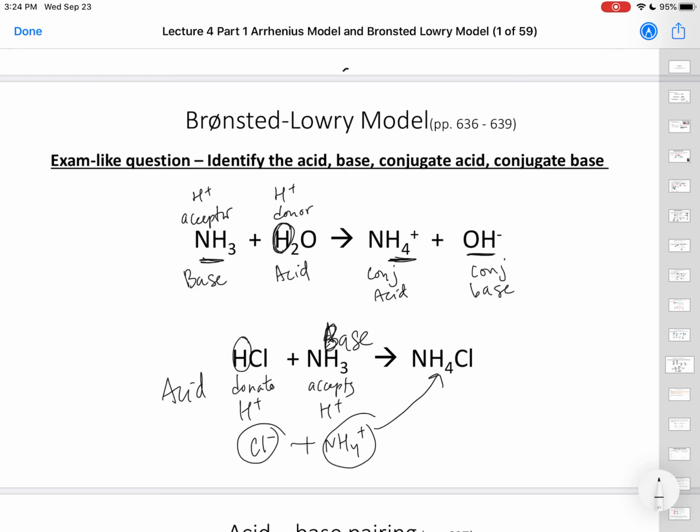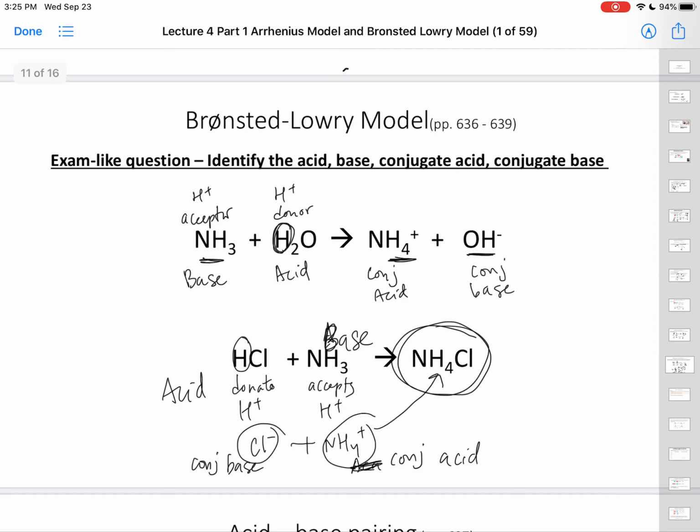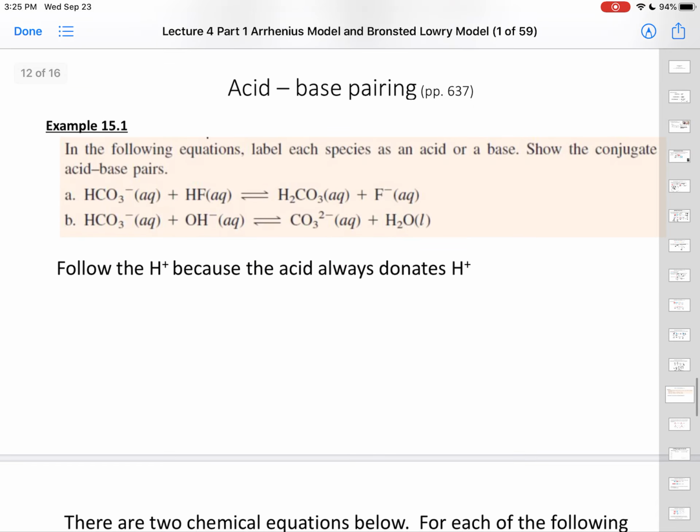In this particular case, there is no conjugate acid or conjugate base, because it does form just this molecule here. If you really wanted to, you could say that the NH4 plus is your conjugate acid and your Cl minus is your conjugate base, and together they do form NH4Cl. All right, so let's look at some examples from your book just to get a little more practice. And again, you're trying to determine what is the acid, base, and the conjugate acid-base pairs.